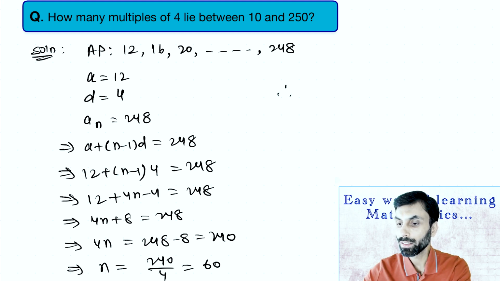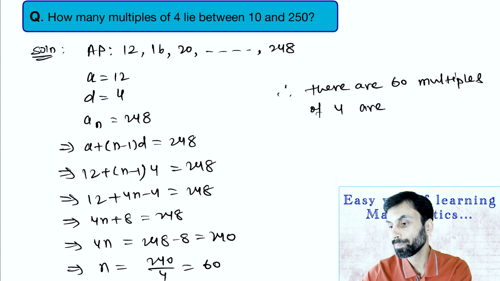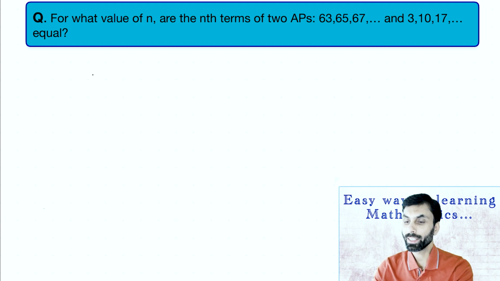So we can say, therefore, there are 60 multiples of 4 between 10 and 250.